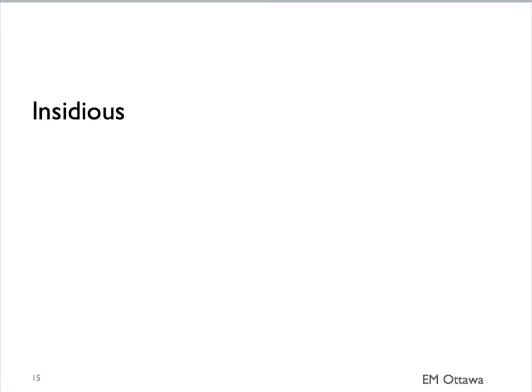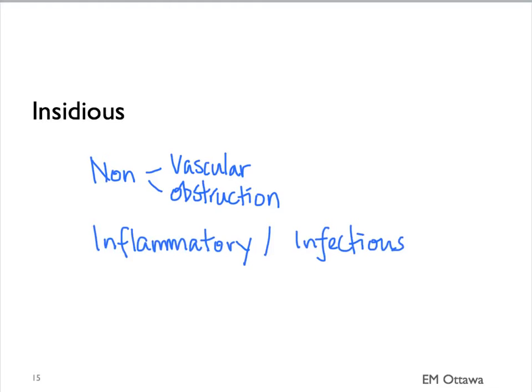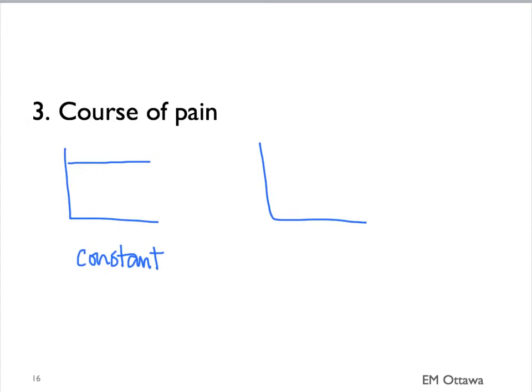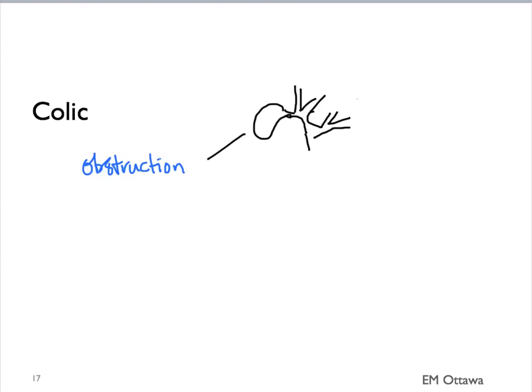Other non-vascular, non-obstructive causes of pain tend to give an insidious picture. A typical example would be inflammatory condition or an infectious condition, where the pain slowly builds through time. The next helpful clue in the history is the course of pain. We're interested to know whether the pain is constant over time or colicky in nature. Colicky pain tend to be associated with obstruction. Similar to what we've discussed, it can be obstruction in the biliary tree, the GI tract, or the urinary tract.